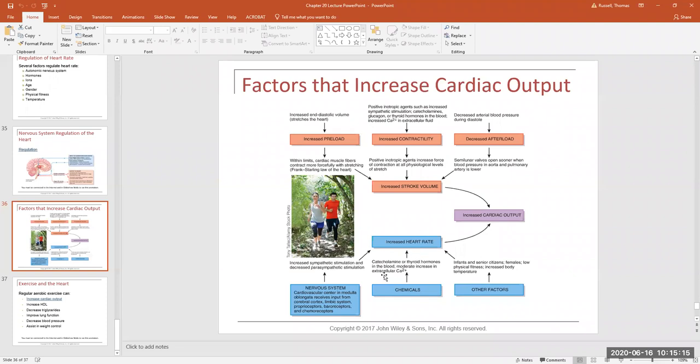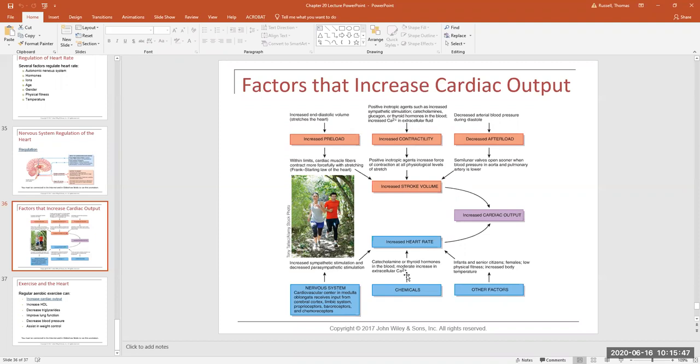So here are some positive ones. The catecholamines, which we covered already up here for contractility, still affect heart rate. So that would be considered positive chronotropic. Thyroid hormones, to a small degree, are positive chronotropes. And then moderate increases in extracellular calcium affect your heart rate as well. But the effect on stroke volume is more drastic with extracellular calcium than heart rate. But it still goes up a little bit from that.